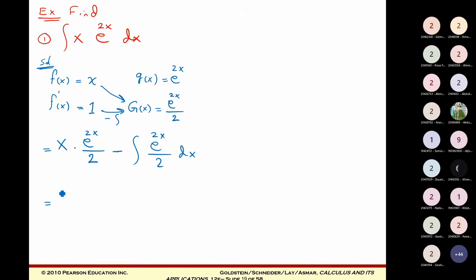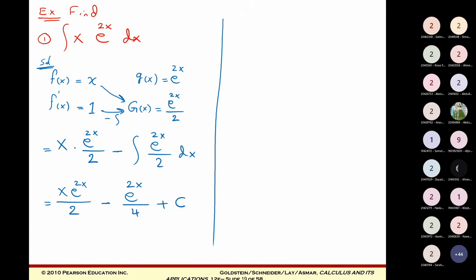So this is equal to x e to the power 2x over 2 minus the integral of e to the power 2x over 2. So we have e to the power 2x over 2, and we have another 2, so over 4, plus c. Okay, any question? Any question?